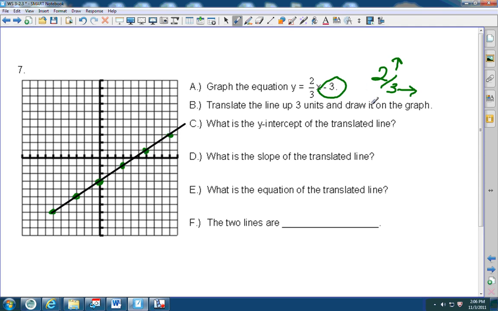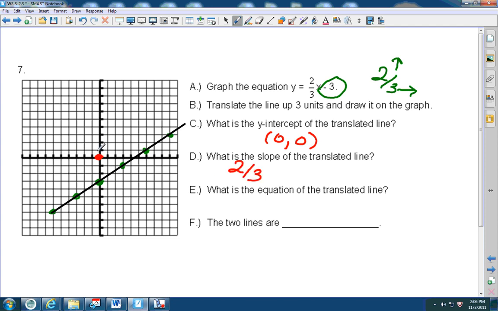Now, I'd ask you to translate the line up 3 units. So start here at your y-intercept. Let's go up 1, 2, 3. Put a dot. Now, what's the y-intercept of it? 0, 0. You're going to use the same slope, so it's going to be 2/3.